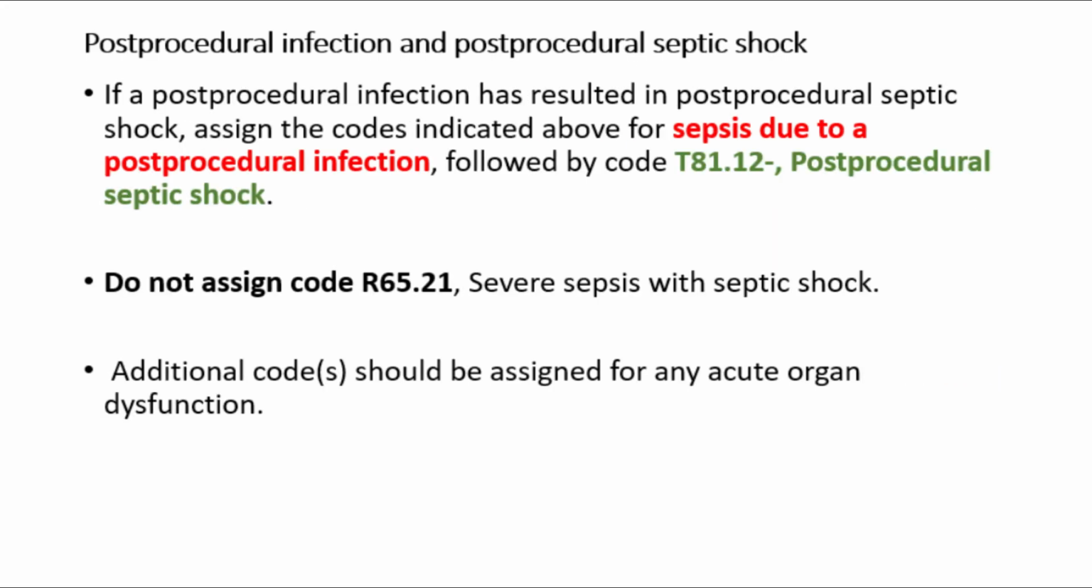If a post-procedural infection has resulted in post-procedural septic shock, assign the codes indicated above for sepsis due to a post-procedural infection, followed by code T81.12 series code, post-procedural septic shock. Do not assign code R65.21, severe sepsis with septic shock. Additional codes should be assigned for any acute organ dysfunction.